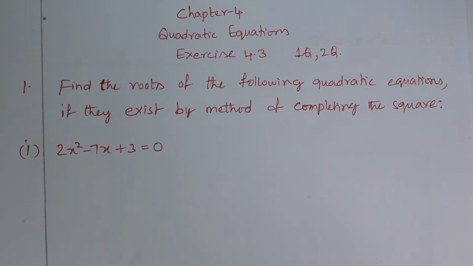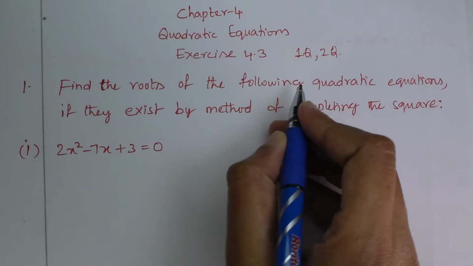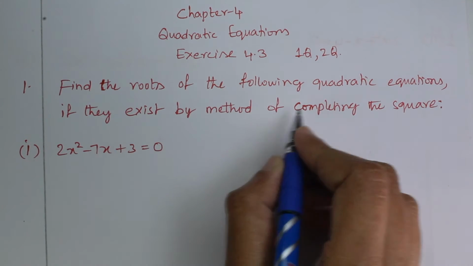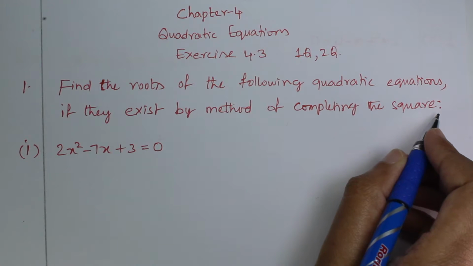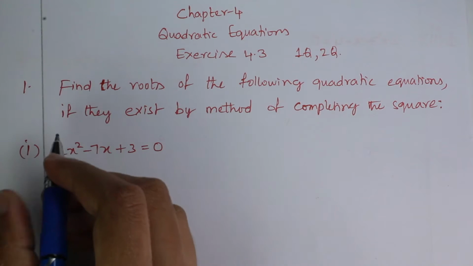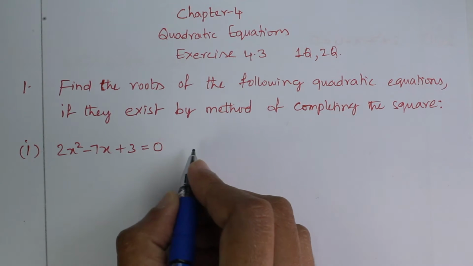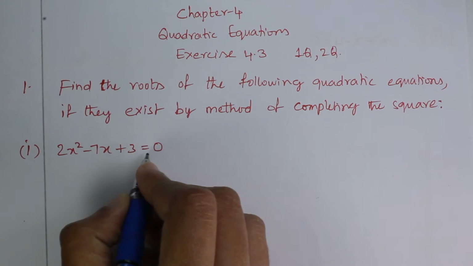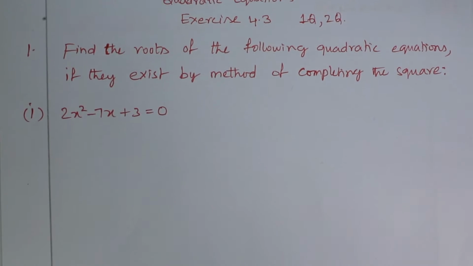So let's read the question first. Find the roots of the following quadratic equations, if they exist, by the method of completing the squares. So here we have to use the completing squares method for finding the roots of this quadratic equation. So let us see how we can go about it.